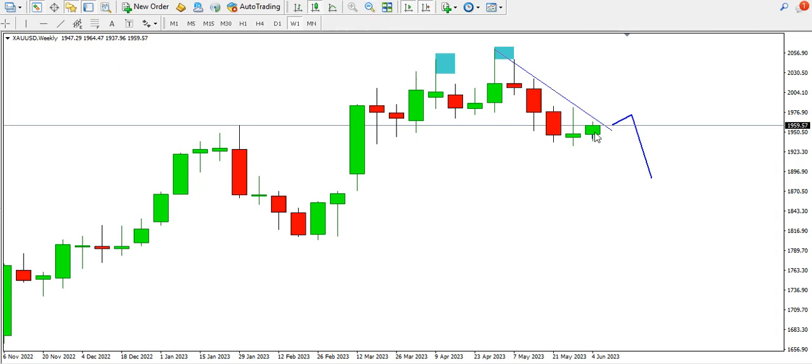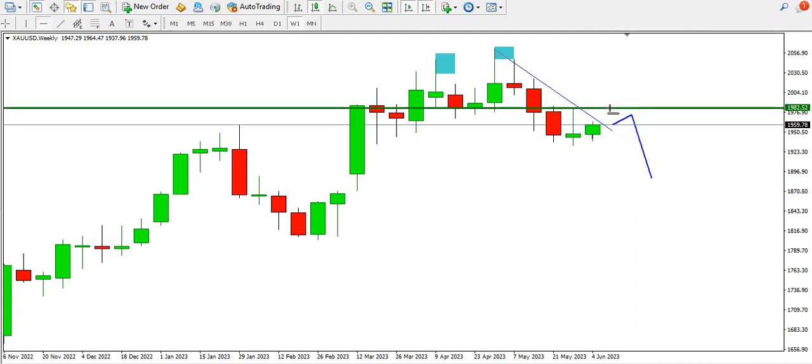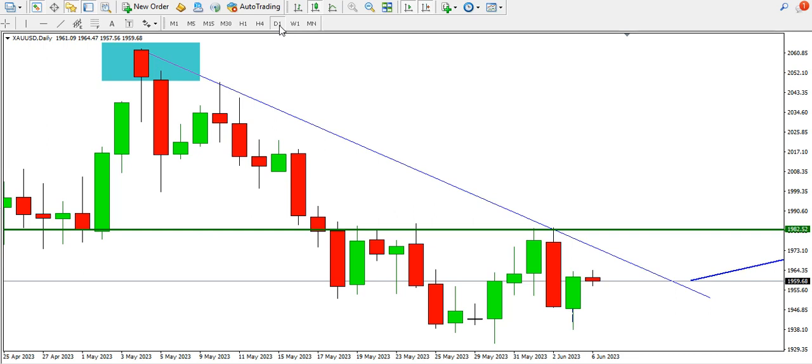But for now, the buyers are pushing the price of gold up on the weekly time frame, and the possible target might be 1982.52, which happens to be the high of last week's candle. All right, let's see what happens on the daily time frame.